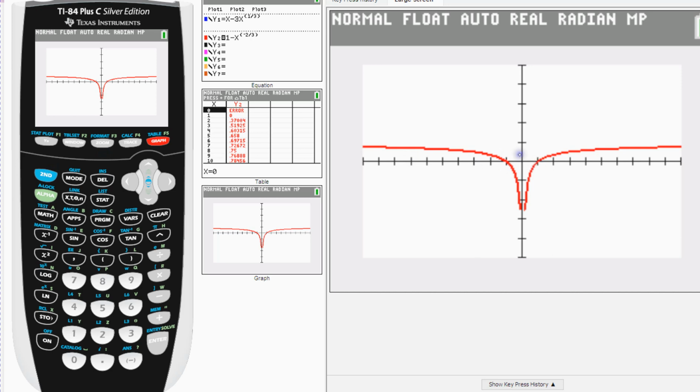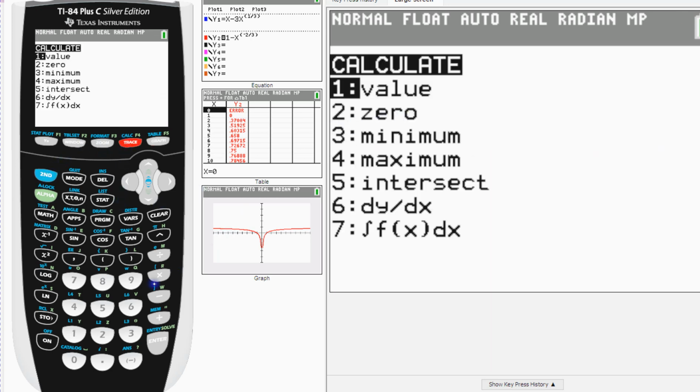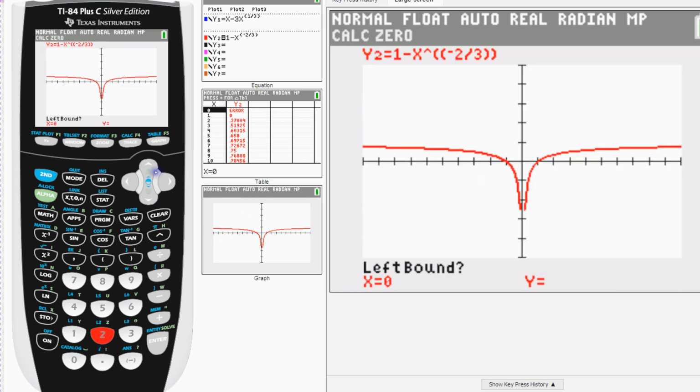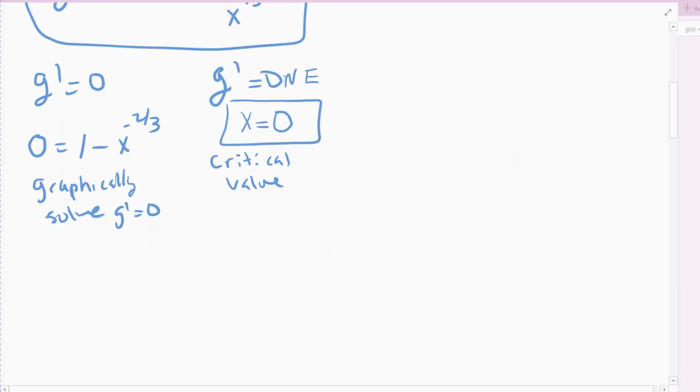So remember how we find zeros. You hit second trace, you pick 2, zero, and then it'll ask you to go to the left of it, the right of it, and guess. So just make sure you go to the left, move your cursor to the right, and then I'm just going to hit enter again instead of guess. And there it'll give me that it is at the 1, 0. You can do the same thing and it'll give you the -1, 0 is also where it hits over here. It's symmetric, you'll see. So I'm going to go back to my notes and graph that now.